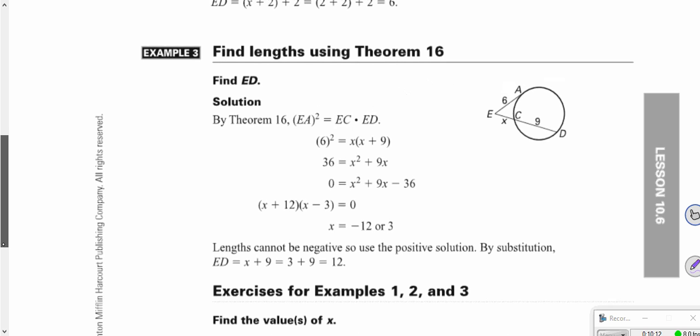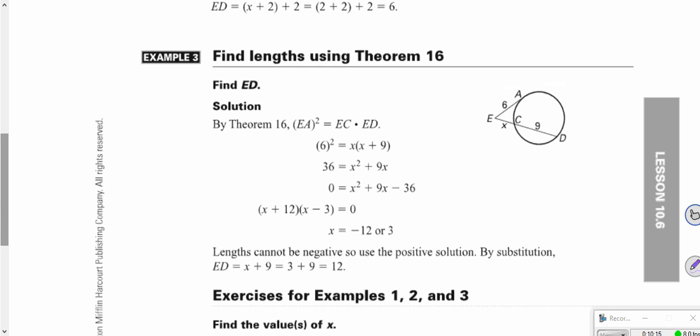Same thing down here in example 3, very similar. Only again, now we've got a secant segment and a tangent. So again, this part squared, that's this squared, equals again the whole secant segment times just the external part. So this is my x, and of course in the purple would be my x plus 9. So the external times the whole thing. So 36 equals x squared plus 9x.